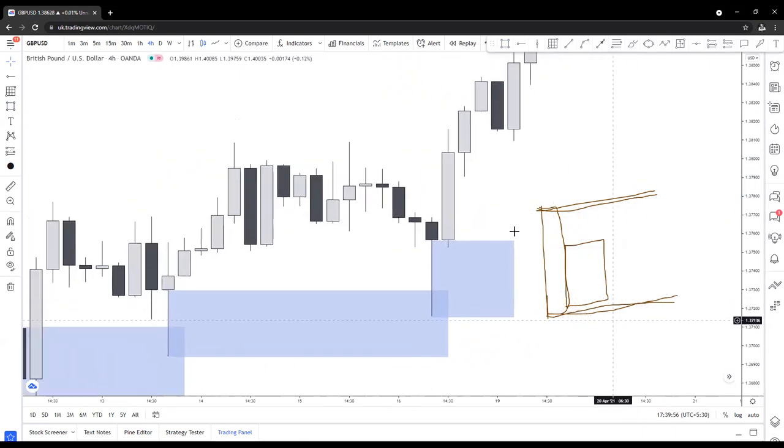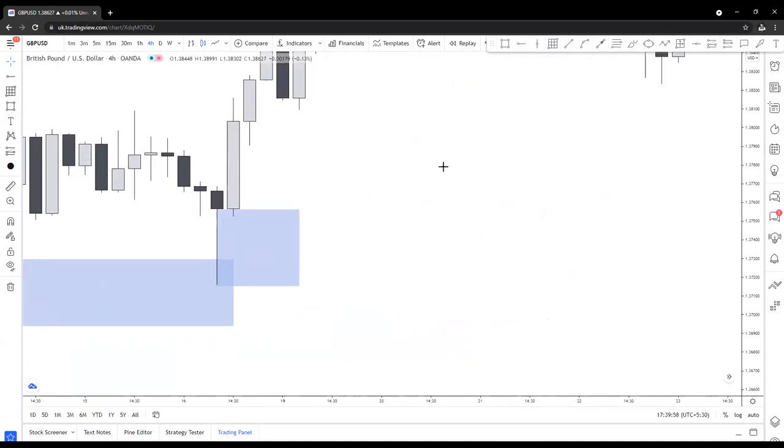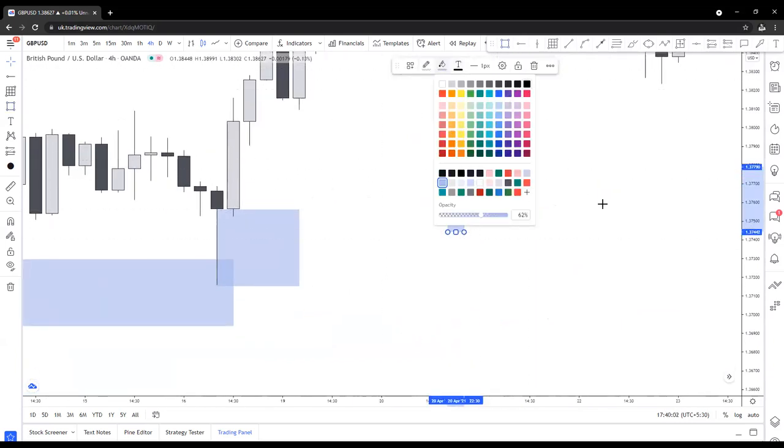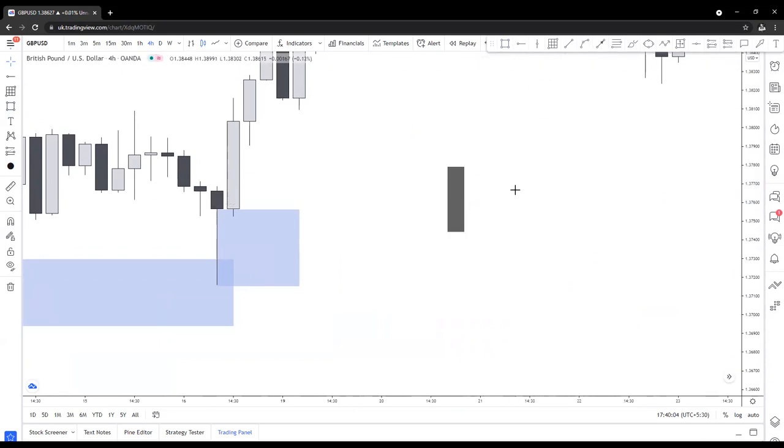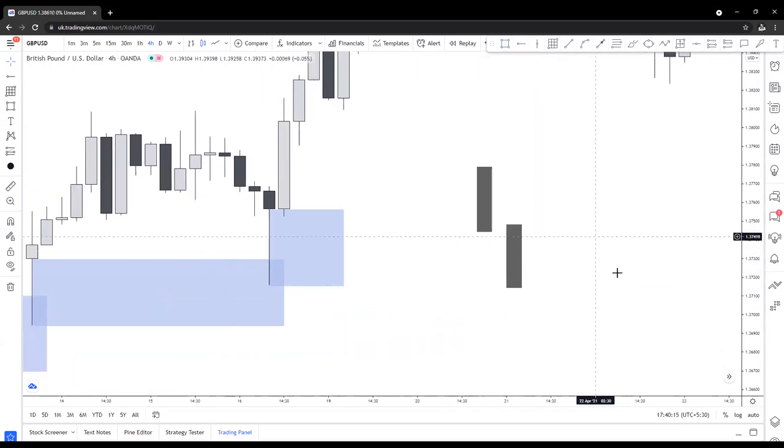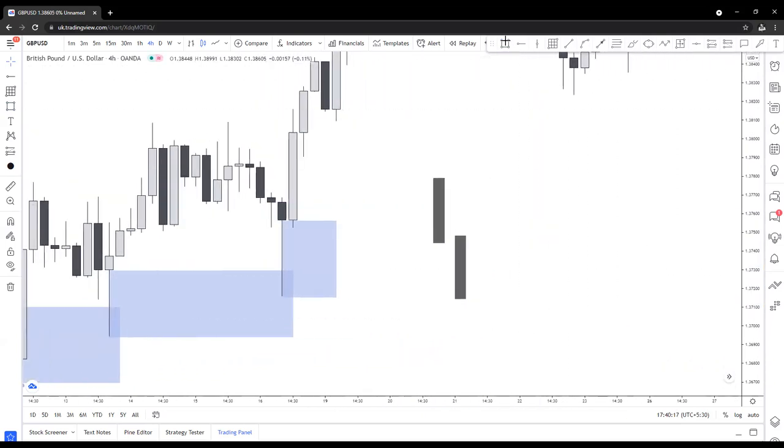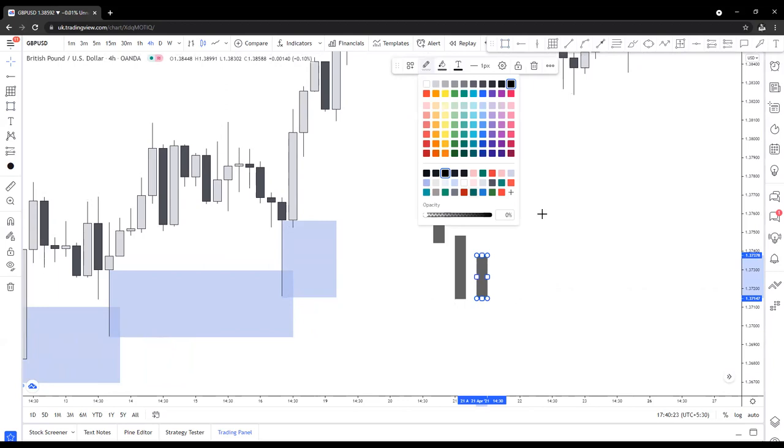So right here, like this, I'll tell you. Now I'm talking about the wick. This is what would have happened on the lower time frame. Price sold back down like this, and then buyers started pushing it back up. That's what would have happened.